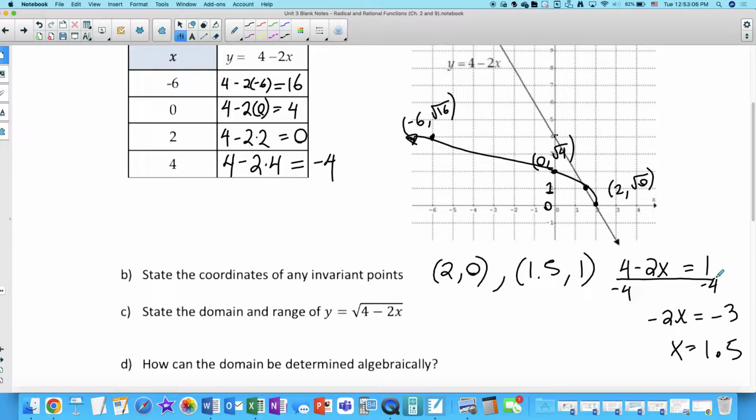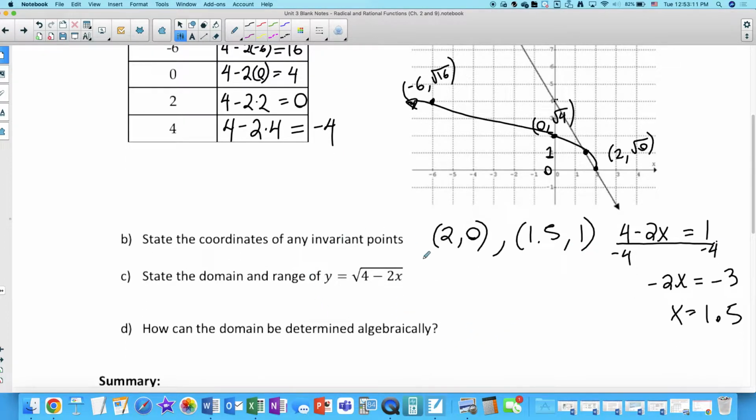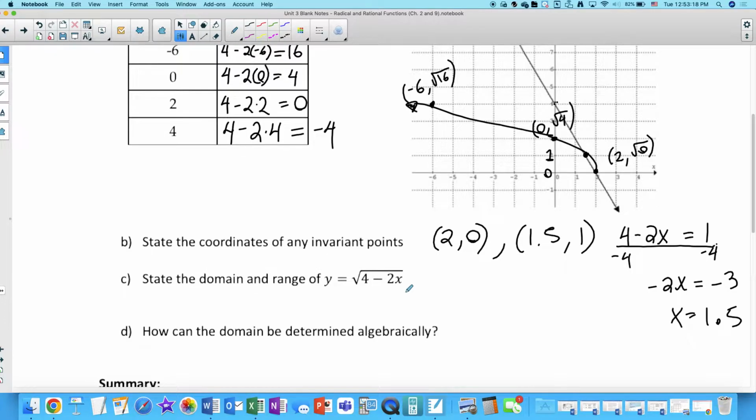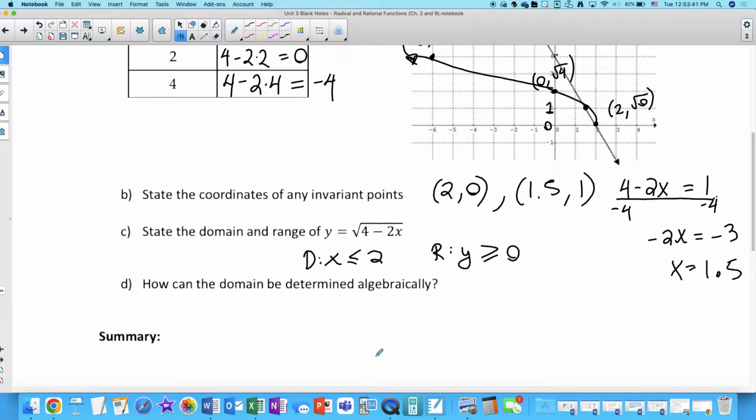Okay? All right, domain and range of the radical function. So what is the domain of this function? X is less than or equal to 2, yeah. And the range is y is greater than or equal to 0. Okay. Now, how could you determine the domain algebraically? Essentially, we need the radicand to be greater than or equal to 0. So that's how you would figure it out.